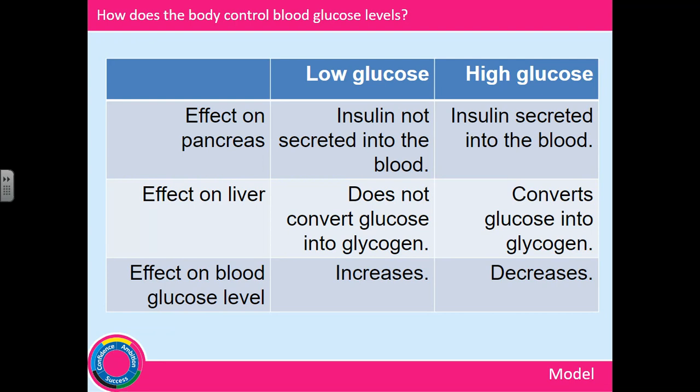If you've got high glucose, then the pancreas is going to secrete insulin, which is going to cause the liver to start converting all the excess glucose into glycogen and storing it. And that then causes our glucose levels to decrease in our blood.